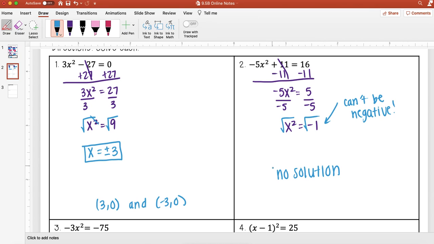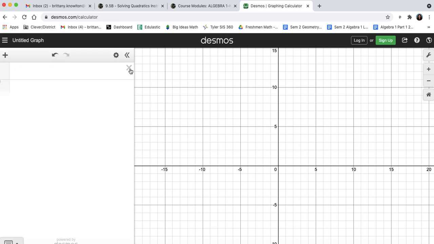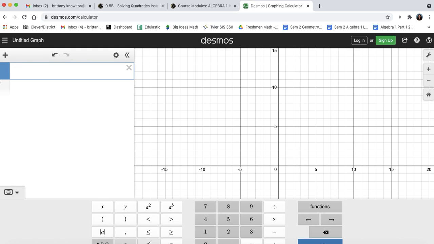And so if you were to graph this, basically this graph would not cross the x-axis. Another way you can catch yourself on that is if I go over to Desmos and try to take the square root of negative 1, it's going to tell you it's undefined. So if you see that, that means no solution.